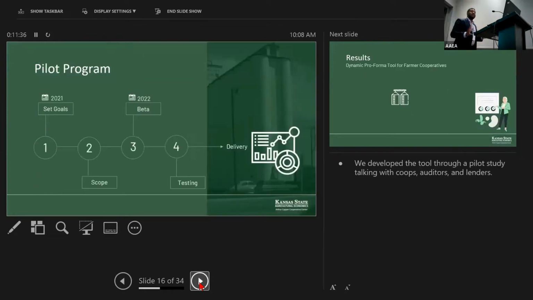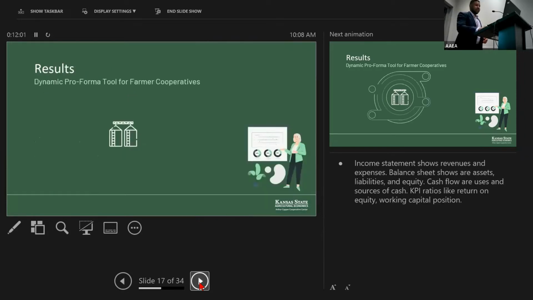Just to give you an overview of the timeline and what we had to do, the project began in early 2021, where we set goals and defined scope with our stakeholders. By January 2022, we had a working model, and we drove out to Western Kansas and sat down with a few co-ops and presented the tool to them. And we got feedback in terms of additional functionality they would like to see. And we went back to K-State, spent a few months working on that. And by April, we had a final working tool.